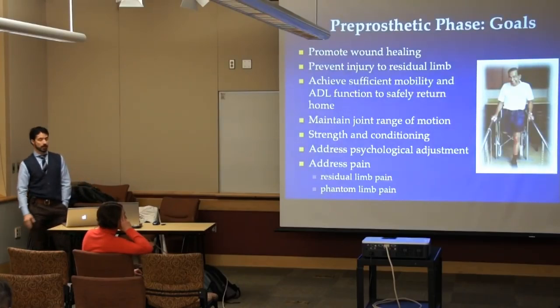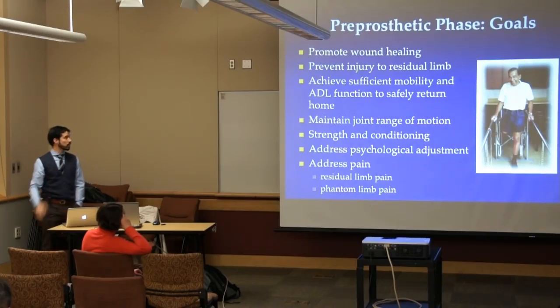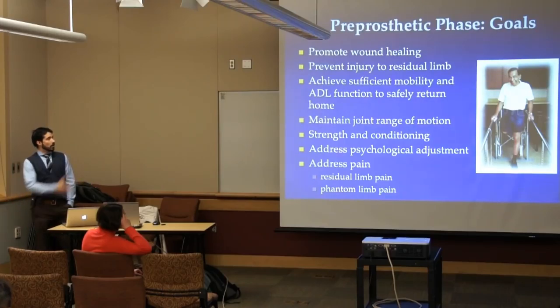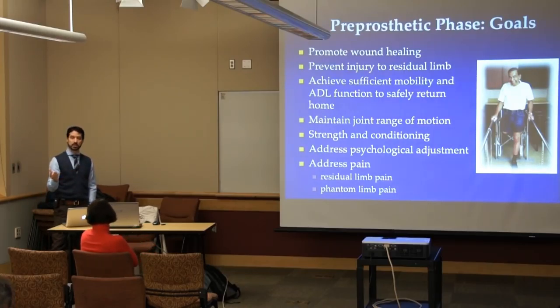Okay, so pre-prosthetic phase, some of the same ideas. Obviously, we have to continue to promote wound healing and prevent injury to the residual limb. Same ideas though, sufficient mobility and ADLs to safely return home, maintain joint range of motion, strengthening and conditioning, psychological adjustment, and addressing pain, which is a big problem. So what percentage of amputees do you think have phantom limb pain? Lower extremity amputees, let's say.